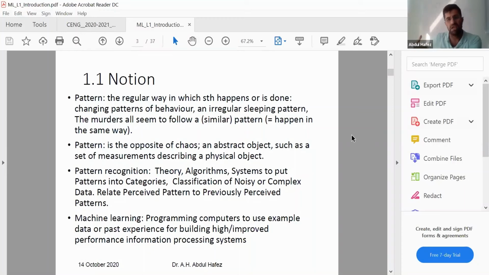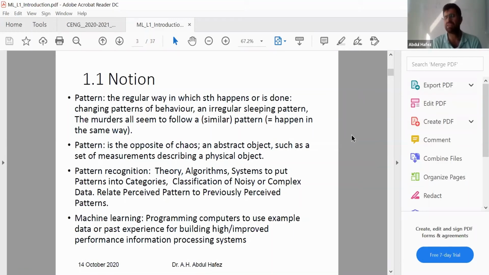So sometimes we talk about face recognition. This is a pattern recognition problem. Sometimes we talk about eyes recognition, like I want to detect where the eyes are in this image, for example. So this is also pattern recognition.